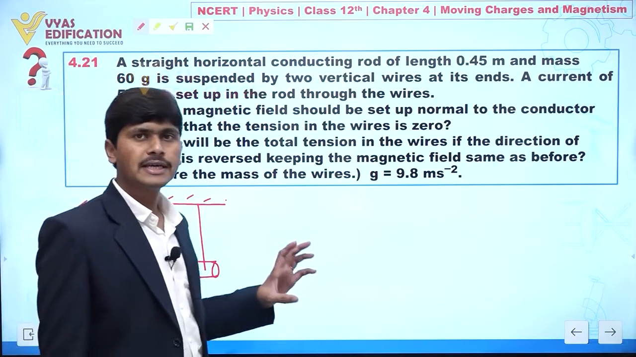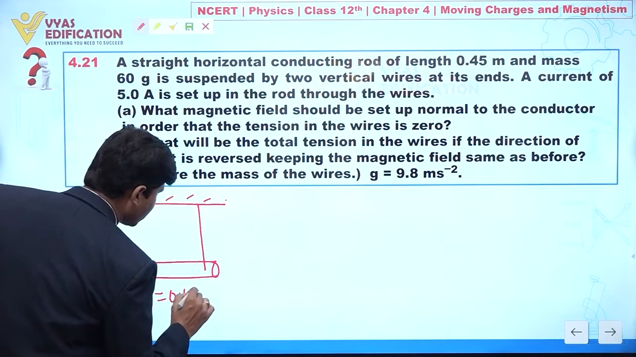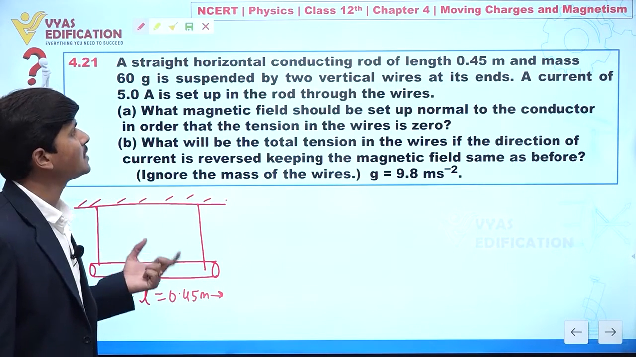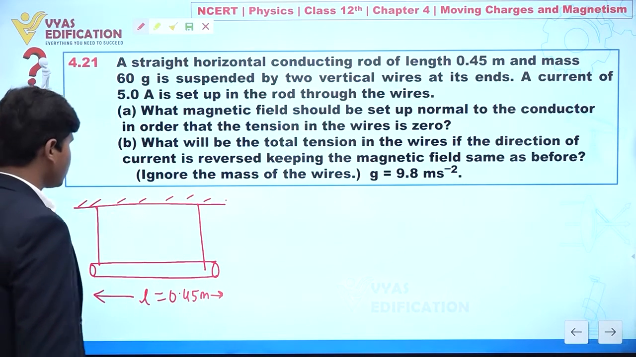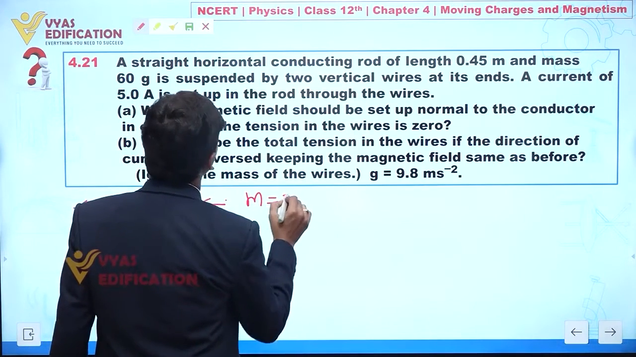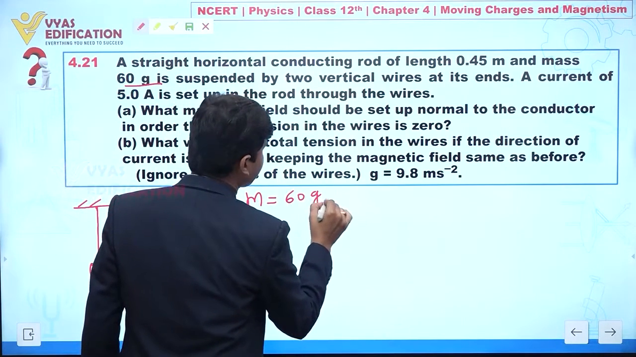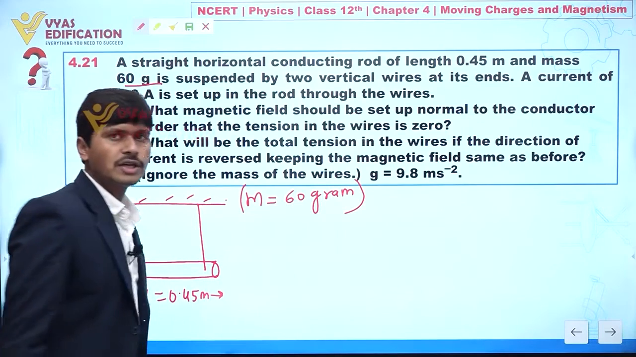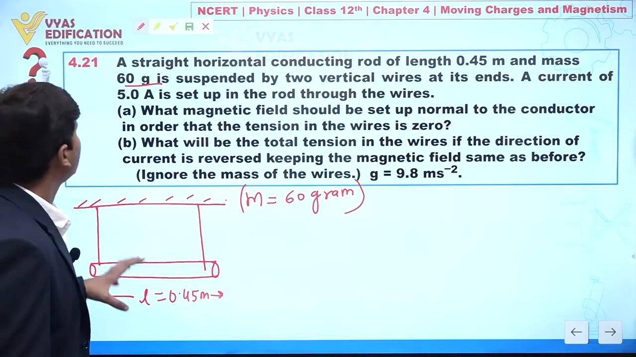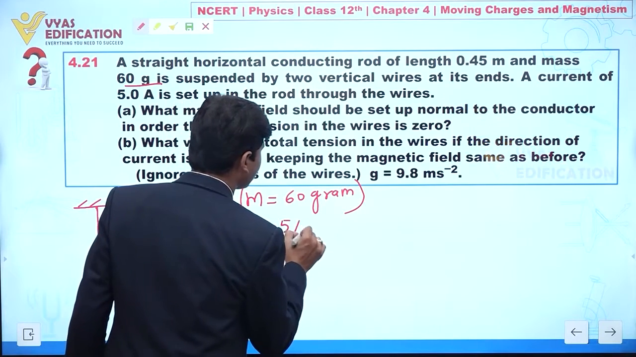It is given in this question that the length of the rod is 0.45 meter, so L equals 0.45 meter. And a mass of 60 gram is suspended by two vertical wires at its end, so mass is also given to you, equal to 60 gram. A current of 5 ampere is set up in this rod. It means the current value is given to you, 5 ampere.